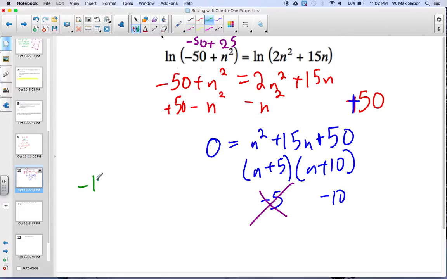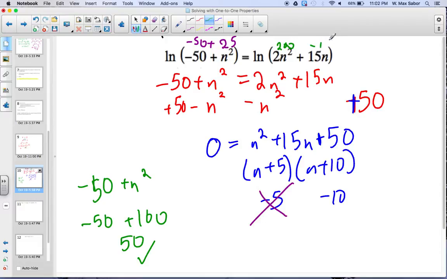So negative 50 plus n squared. That would be negative 50 plus 100 because we square it and we get a positive version. So we get 50. So it worked on that side. Let's double check on the other side. Yeah, this would be 200 and negative 150 when we substitute in negative 10. So that becomes a positive 50. Yes, this is a solution. So really, there's only one solution. Even though we got a quadratic, the quadratic had two solutions. Only one of them is actually a solution. So negative 10 is the actual solution, and negative 5 is an extraneous solution. It is not actually a solution to the original equation.